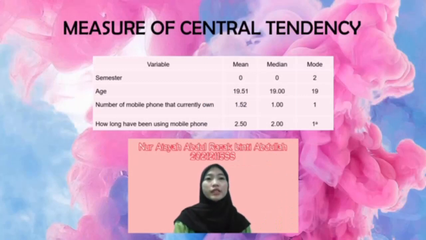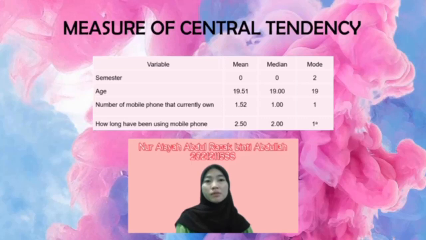For the measure of central tendency, the table presents summary statistics for all the quantitative variables in this study. Most of the students in this study are from semester 2. The average age of students in this study is 19.51 years old. The median value of 19 indicates that half of the students are older than 19 years old and the other half are younger than 19. Similarly, the mode value of 19 tells us that most of the students are 19 years old.